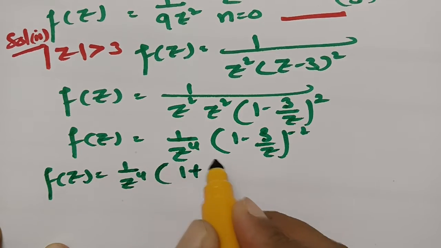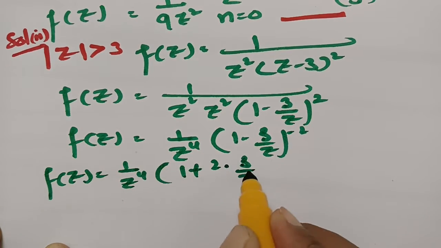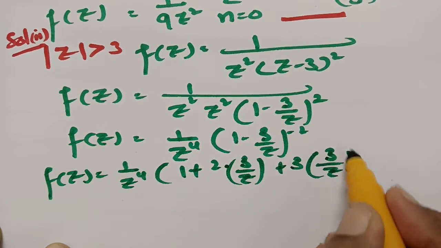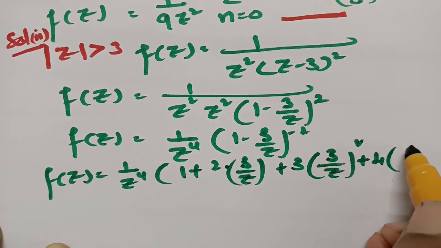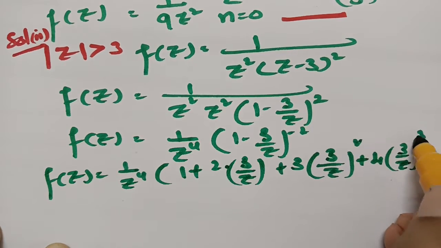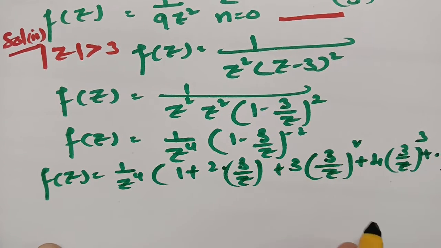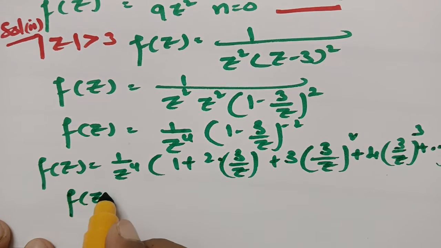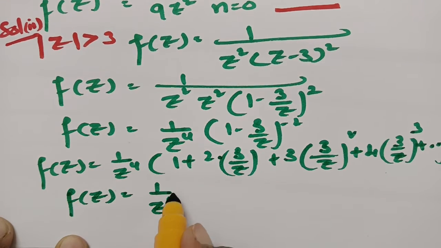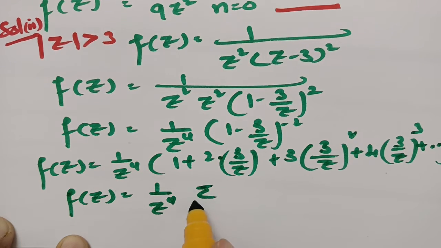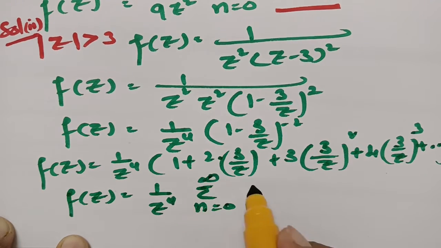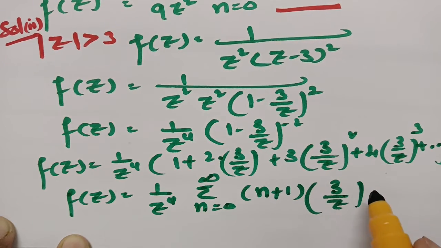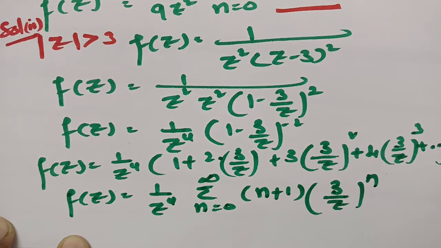So I am going to expand f of z as 1 by z power 4 into 1 plus 2 times 3 by z plus 3 times 3 by z square plus 4 times 3 by z cube plus and so on. This can be written as f of z equal to 1 by z power 4 into sigma n equal to 0 to infinity, n plus 1 times 3 by z power n.